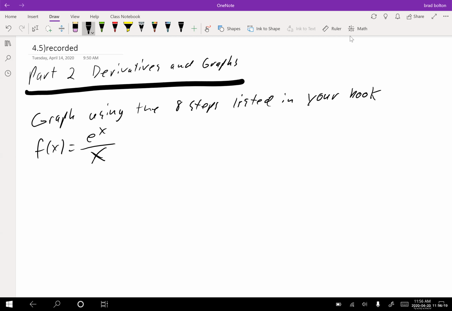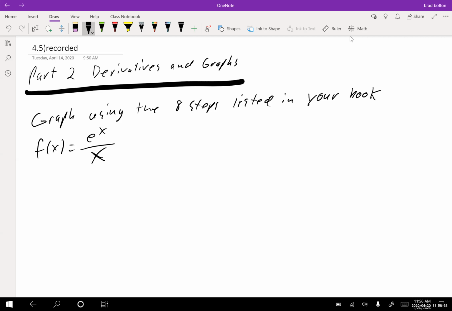So here's the thing. If you're using the online book, it won't have 8 steps. It'll just ask you for certain topics. If you're using the Stewart book, it will show you how to do the 8 steps. So I'm going to teach it from Stewart, and those of you that are using online will just have a little bit less to do.